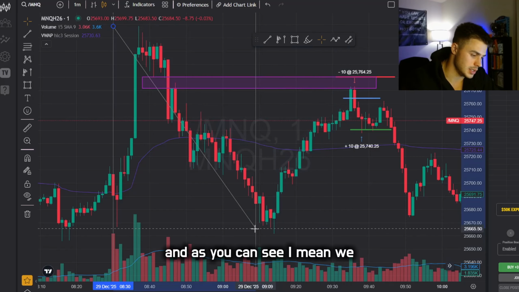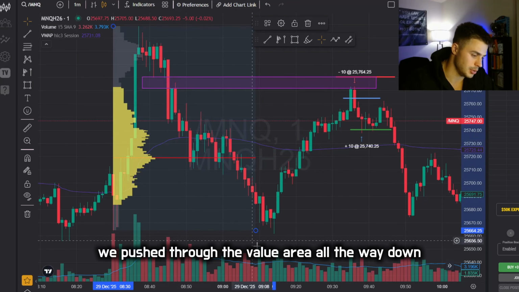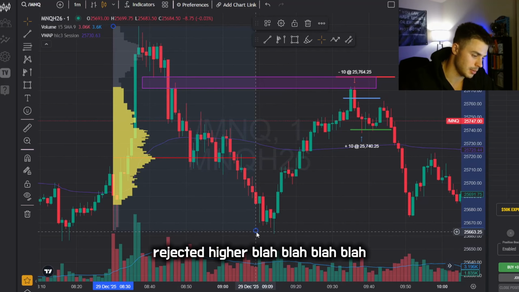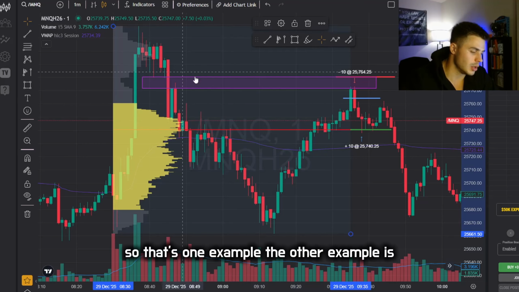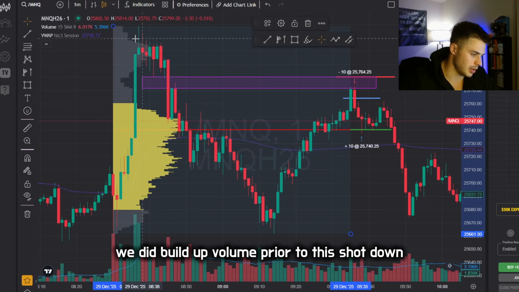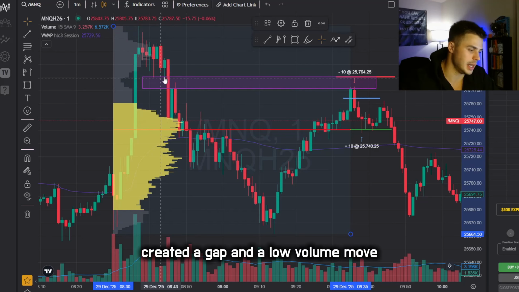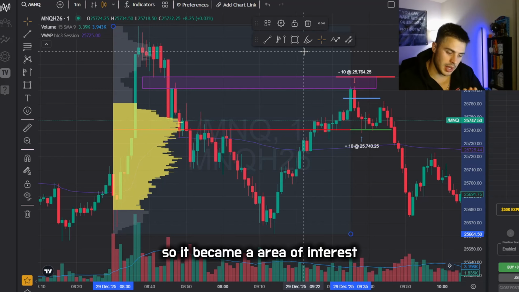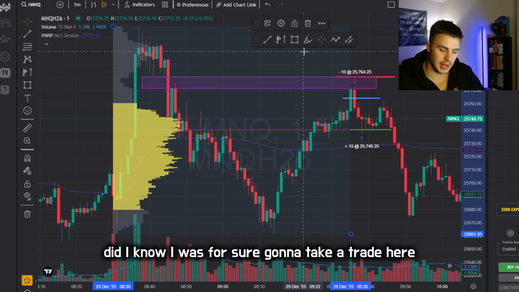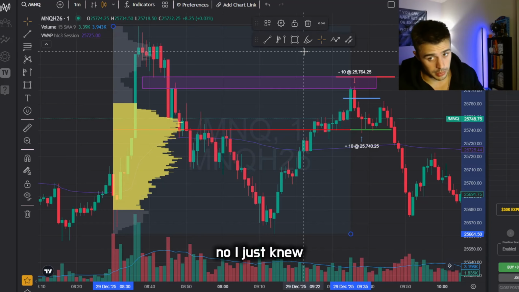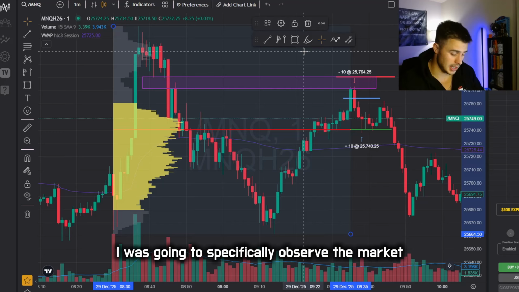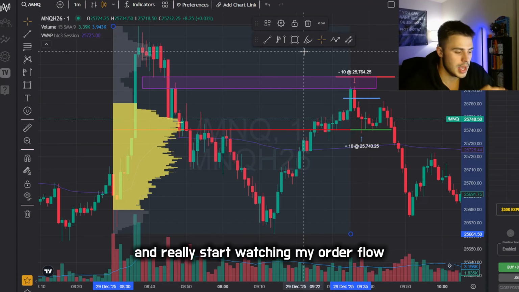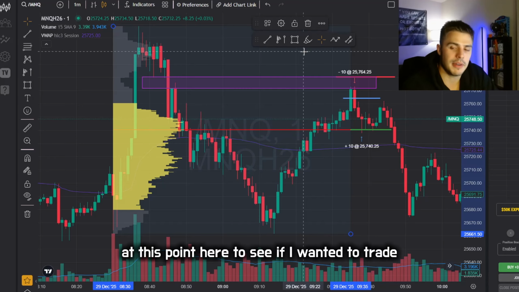And as you can see, we pushed through the value area all the way down, rejected higher, and so on. So that's one example. The other example is we did build up volume prior to this, shot down, created a gap and a low volume node. So it became an area of interest at this point. Did I know I was for sure going to take a trade here? No. I just knew I was going to specifically observe the market and really start watching my order flow at this point to see if I wanted to trade.